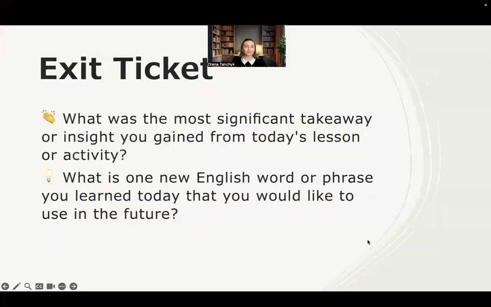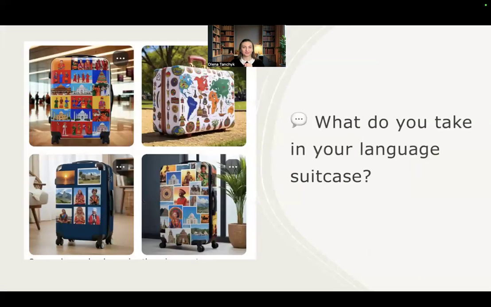All right, and of course, after we practiced vocabulary and did a couple of assignments and did our artifact, an exit ticket is something that I do every class. So my questions to students would be, what was the most significant takeaway or insight you gained from today's lesson or activity? And what is one English word or phrase you learned today that you would like to use in the future? Again, they can either answer orally, or they can write in the Zoom chat.